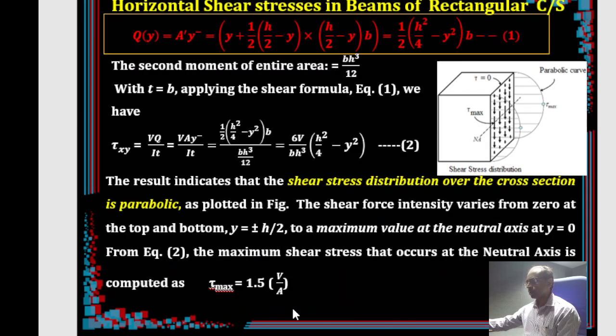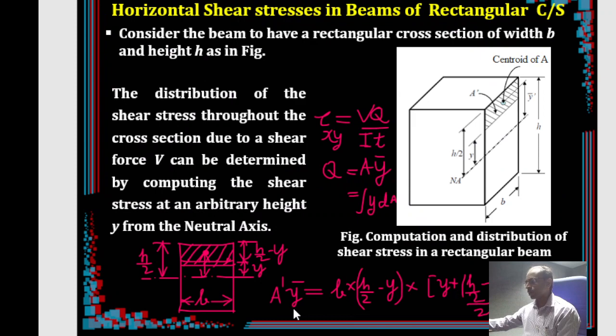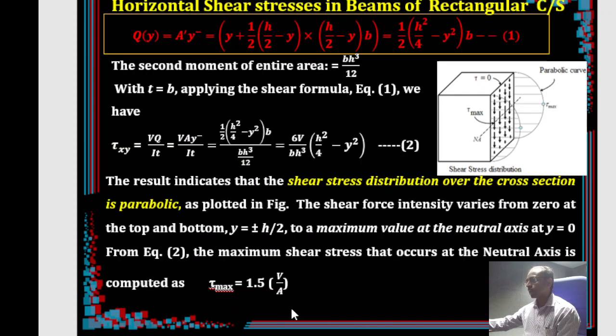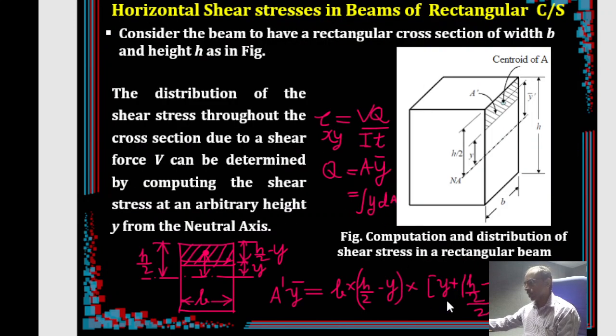Once you have that, it is almost over. You can straight away put in the rest of the values which we know. Of course, we can simplify this. This is b times (h by 2 minus y). In this particular term, what I can do is, this is y and this is minus y by 2.